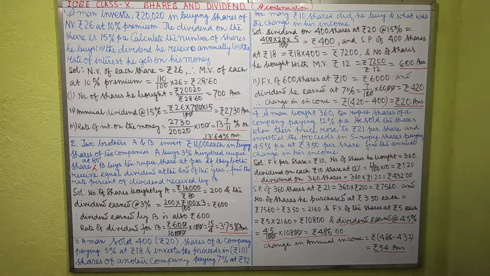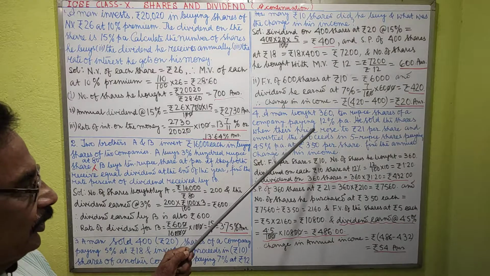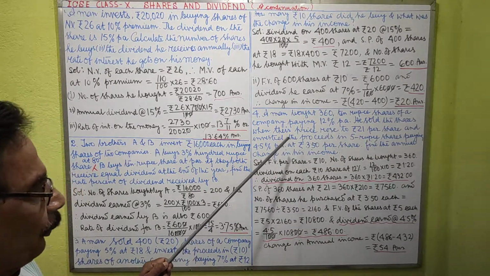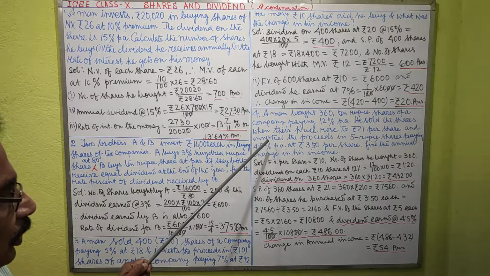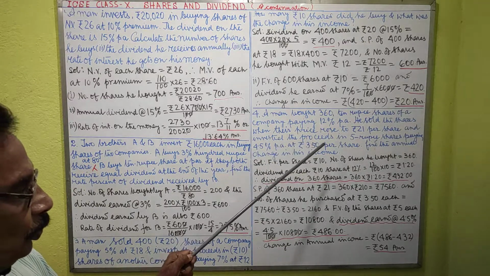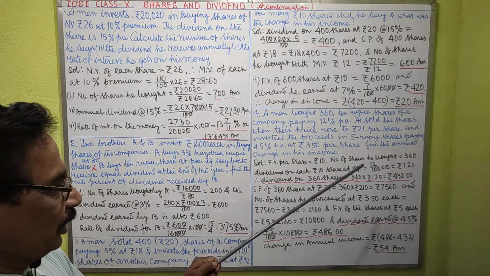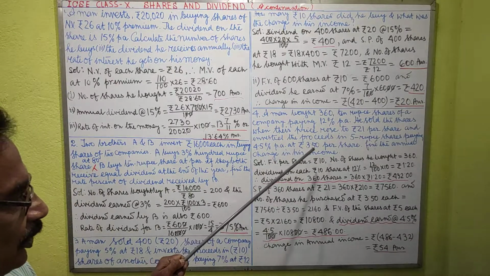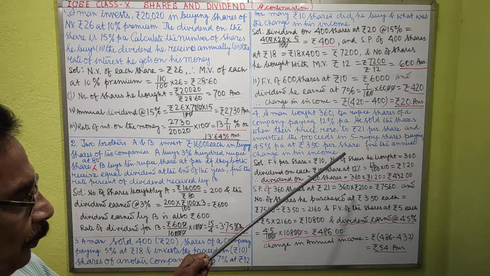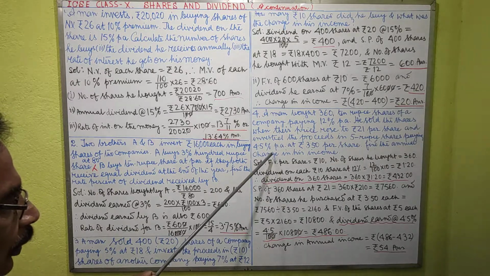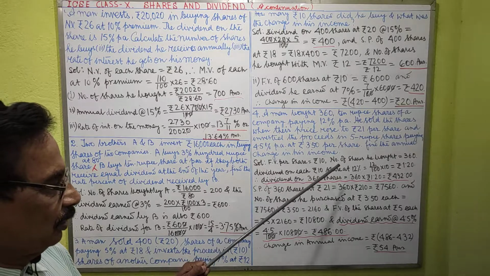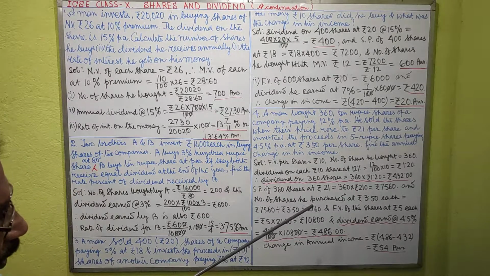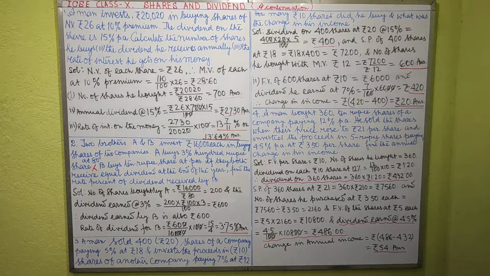Question number 4. A man bought 360 10 rupee shares of a company paying 12% per annum. He sold the shares when their price rose to rupees 21 per share and invested the proceeds in rupees 5 shares paying 4.5% per annum at 3.50 per share. Find the annual change in his income.